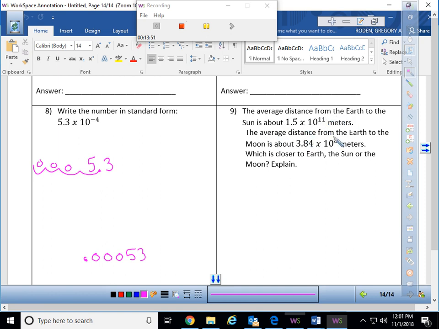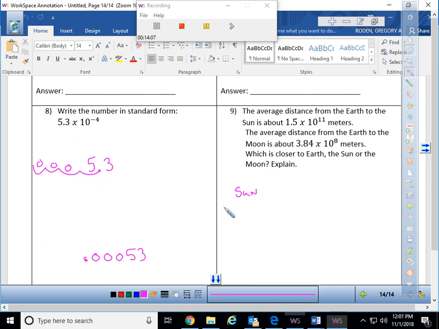All right. The average distance from the Earth to the Sun is about this many meters. The average distance from the Earth to the Moon is this many meters. Which is closer to the Earth, the Sun or the Moon? Okay, well, let's take a look. So the Sun, let's put these in standard form, okay?